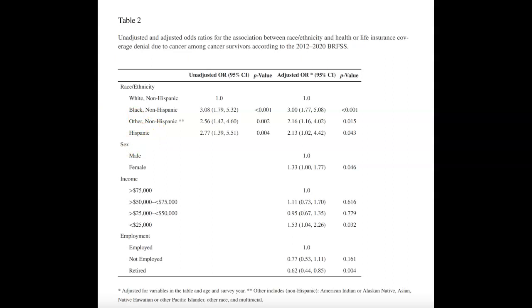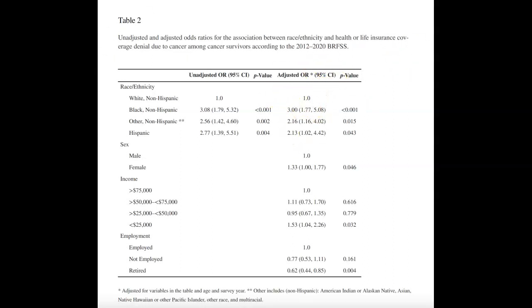What we see is that compared to those who are white, people who identify as Black, non-Hispanic were 3 times more likely to be denied health or life insurance, compared again to those who are white, non-Hispanic. Those who are other non-Hispanic were 2.56 times as likely to be denied health or life insurance compared to this white non-Hispanic group. And those who identify as Hispanic were 2.77 times as likely to be denied health or life insurance compared to those who are white non-Hispanic. These results were just looking at the crude relationship between the exposure variable and the outcome variable.